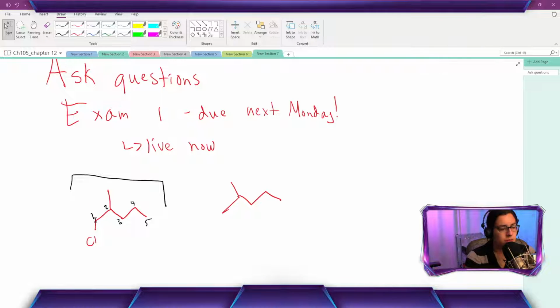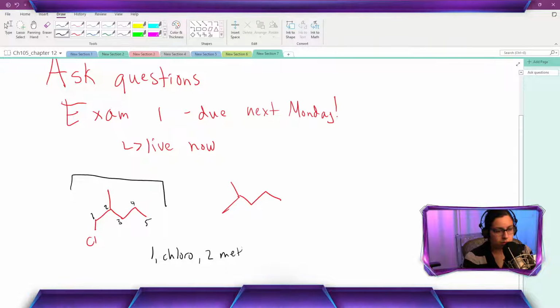So in this case, we've labeled our carbons, and then now we can just name it. So the last part is naming it in alphabetical order. And in this case, the chlorine's on the 1 position. So 1 chloro, 2 methyl, and then exactly, so it's in the chat. So 1 chloro, 2 methyl, then pentane.